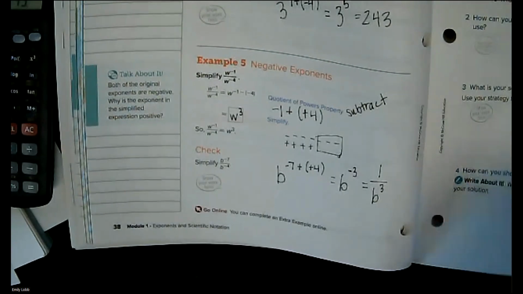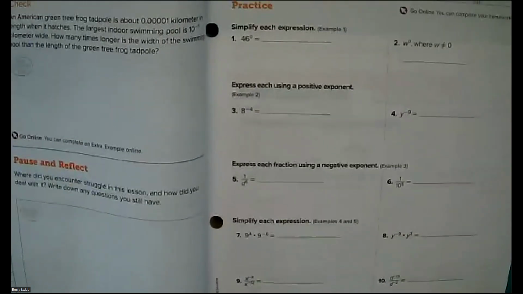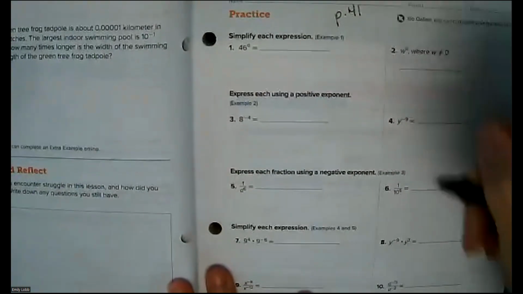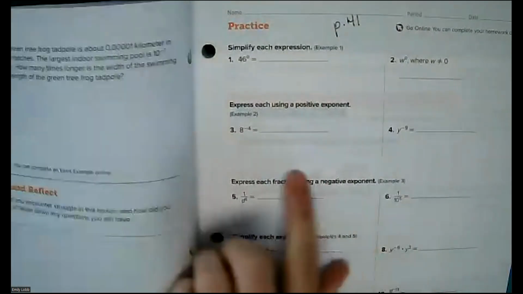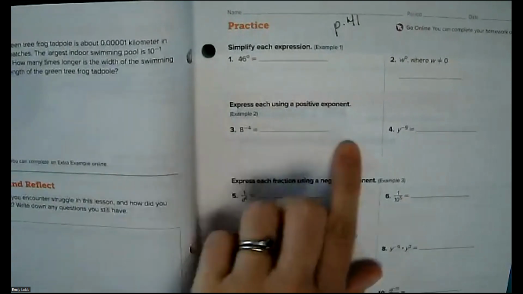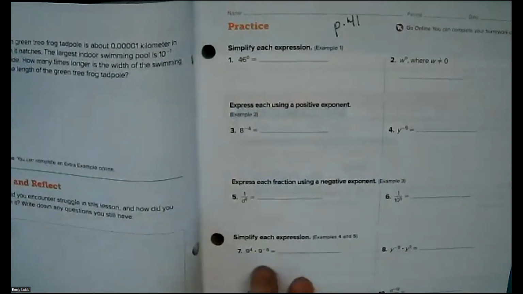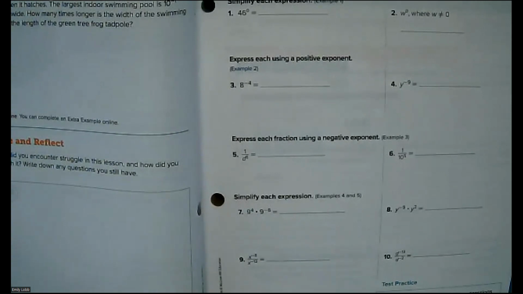So now we're going to turn to page 41, and we have some practice, and it looks like that's what we'll get through today. Problems 1 through 12 on page 41. Hopefully these two are very simple, right? Express these using positive exponents. Express these using negative exponents. Positive exponents are where you write the base next, like yep.